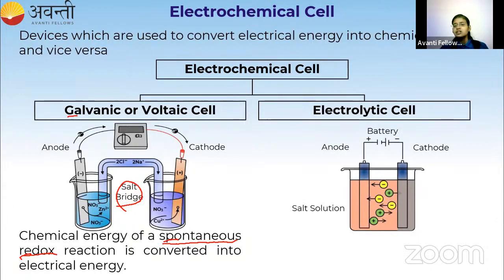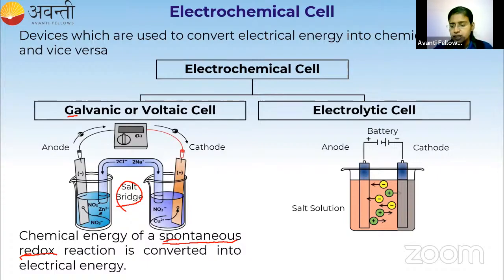Now coming to the electrolytic cell, here we have only one beaker. Two electrodes, both anode and cathode, are dipped inside this single beaker, and it is connected to a battery. We have the electrolytic solution, which is basically a salt solution present inside the beaker, and the cations will move towards the cathode and anions will move towards the anode.